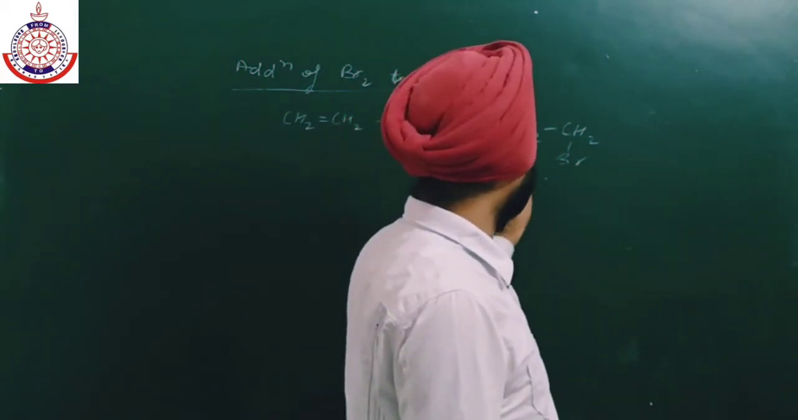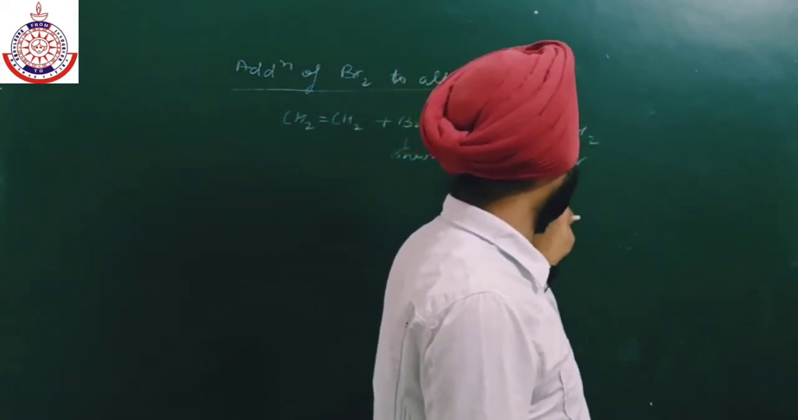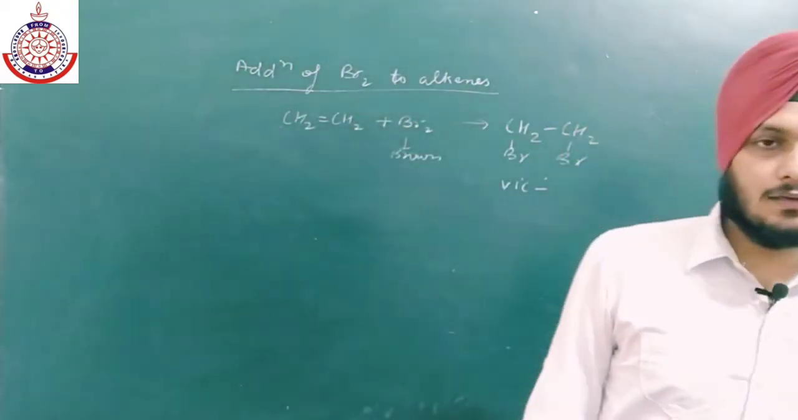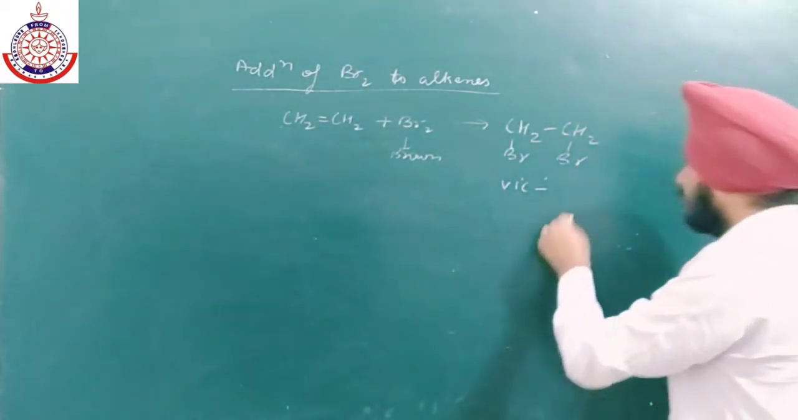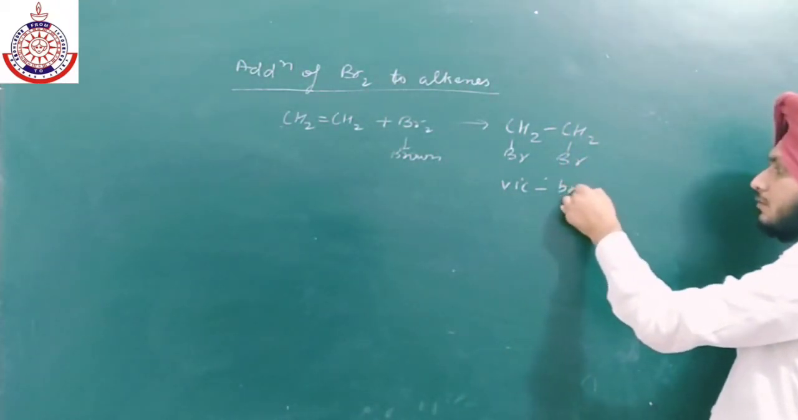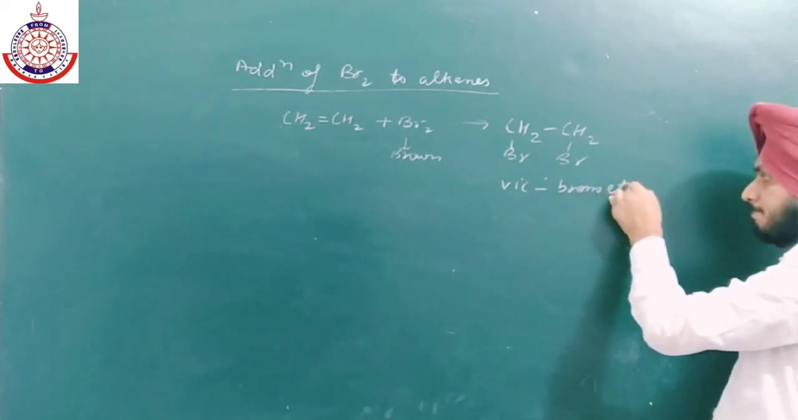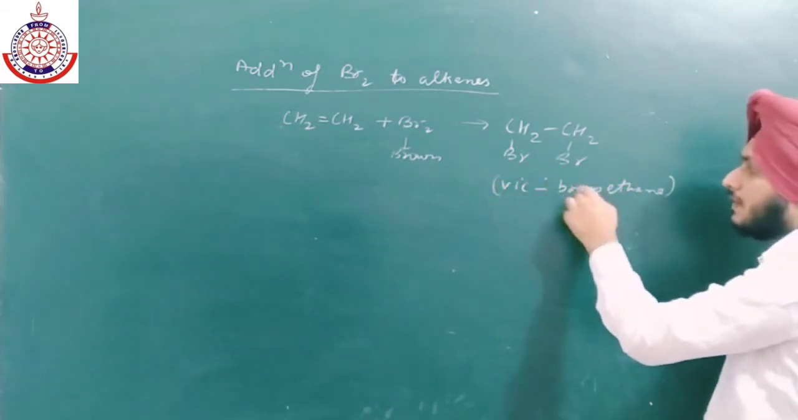This is known as vicinal, a vicinal alkyl halide, vicinal dibromoethane. Okay, we will get this product.